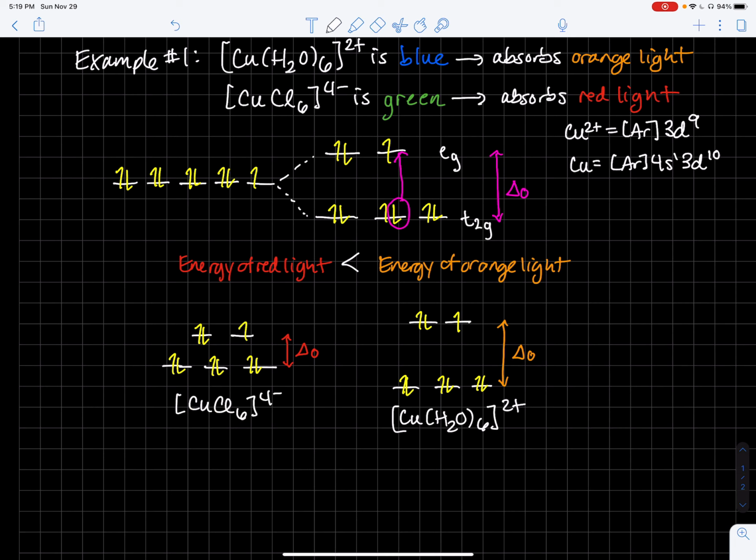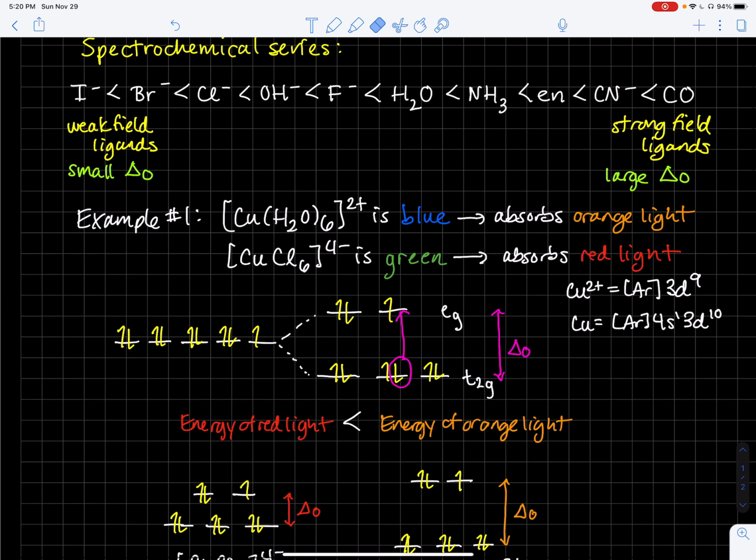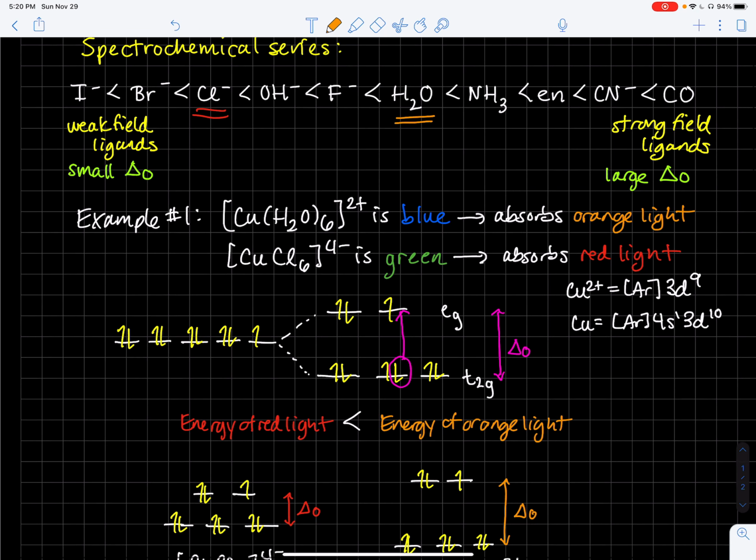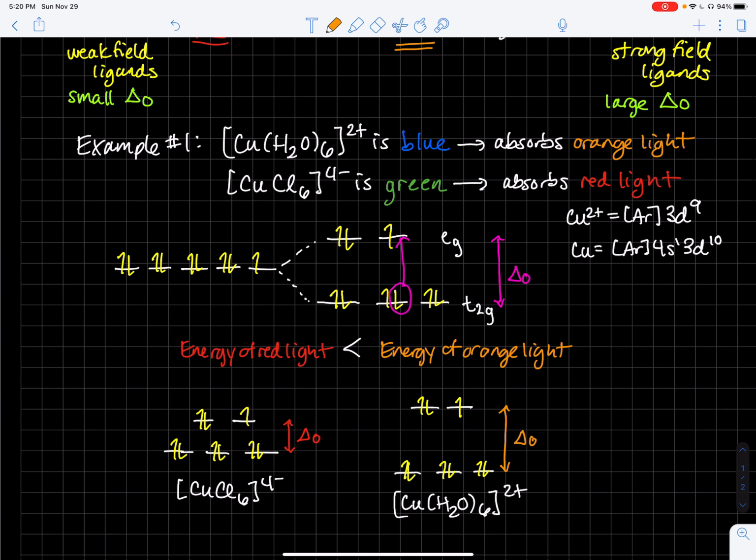So how this relates to the spectrochemical series is that if I look at the chloride ligand and the water ligand, and I go back up to my spectrochemical series, in fact, I see that the chloride ligand is a weaker field ligand than water. So it is consistent with the spectrochemical series that water causes the larger orange octahedral splitting.